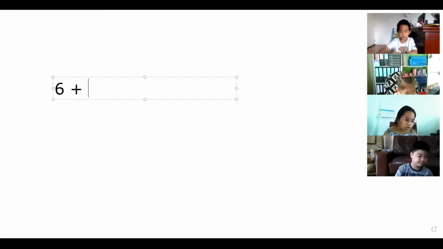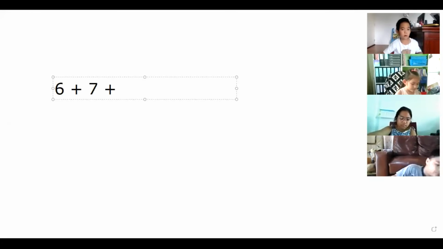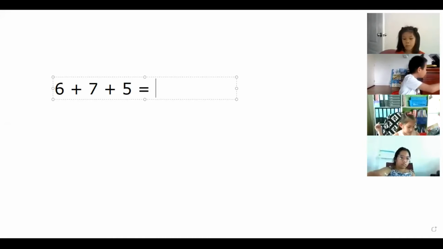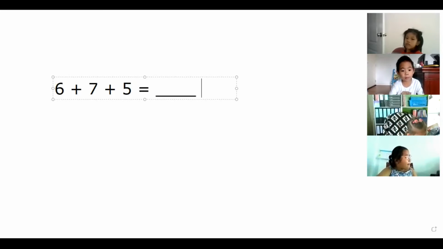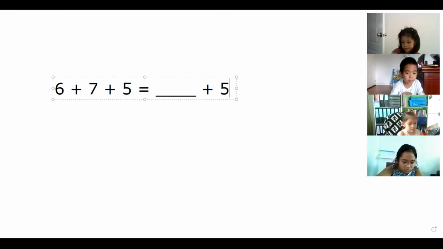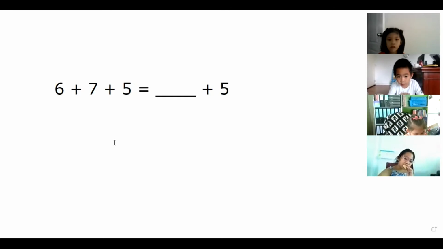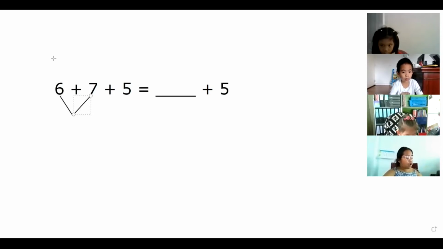Okay. So, on number one, you have there 6 plus 7 plus 5 equals. And then you have a number plus 5. Okay. Now, what we are going to do is, we are going to add first the first two numbers, like this. The first two here. Okay. So, 6 plus 7, what is the answer? 6 plus 7, what's the answer?